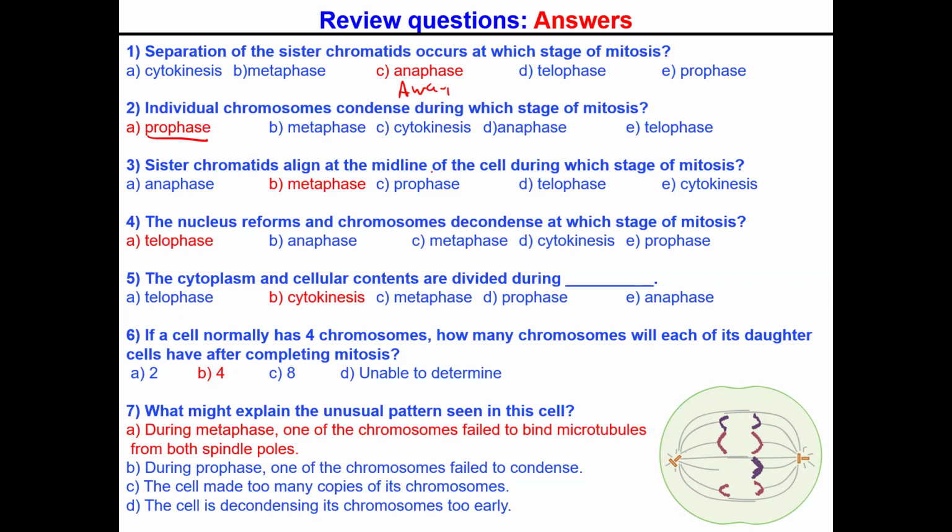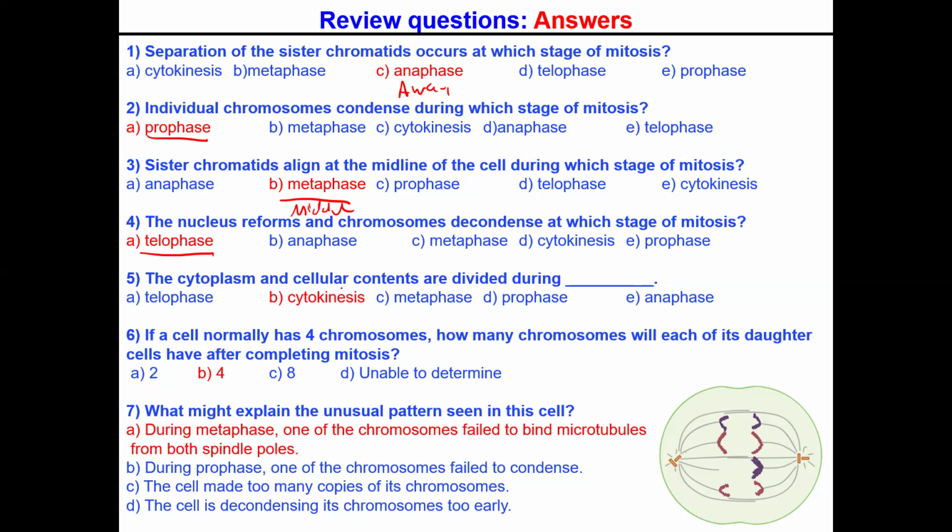Sister chromatids align in the middle of cells during which stage of mitosis? Metaphase. Remember, meta, middle. They're going to be meeting in the middle so they can go ahead and get ready to be pulled apart. The nucleus reforms and chromosomes decondense at which stage of mitosis? Telophase. Tele, total. It is almost totally completed. In this case, we're going to reform things that we previously got rid of in prophase, and we're going to get rid of things that we previously created in prophase, because again, we will no longer need those, and we will recreate things that we do need.